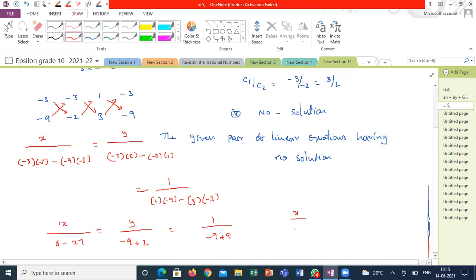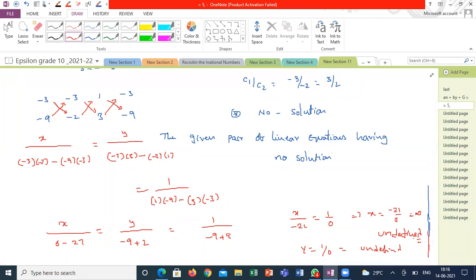So x by minus 21 is equal to 1 by 0. So here we are getting x equal to minus 21 by 0, that is called infinity. X is equal to infinity is graphically known as undefined. That's the reason even y you are getting 1 by 0. That is called undefined. So undefined in the sense it doesn't have any solution. The x and y values of this pair of linear equations are unable to be defined. Is it clear, guys?